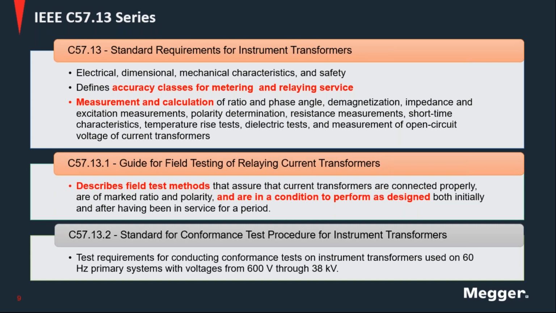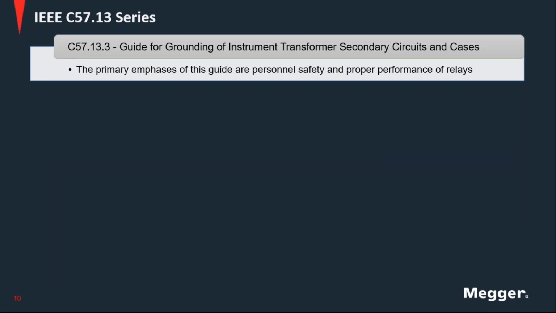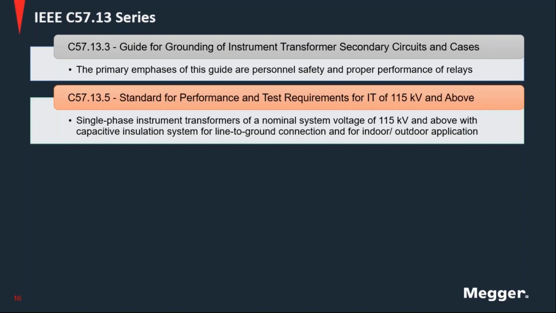There are other documents that do not relate to our topic today, like C57.13.2, which is the conformance test procedure, and also C57.13.3, the guide for grounding of instrument transformer secondary circuits and cases. And this is mainly about safety. There's one that does concern the topic, C57.13.5, which is the standard for performance and test requirements for instrument transformers of 115 kilovolts and above.